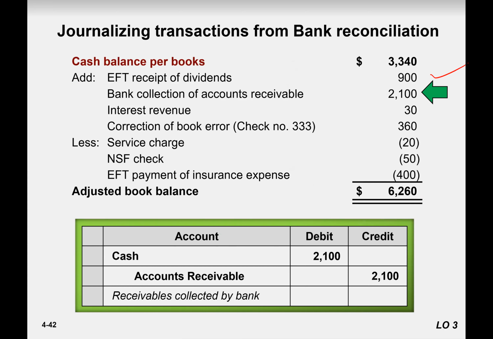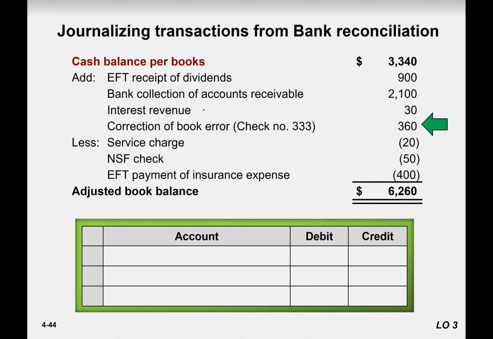All those things that you reconciled, you need to make the entries. Interest revenue, you receive interest. Cash increases, interest revenue increases. Interest revenue increase, credit; cash received, debit. Cash to interest revenue. And all the things are simple.